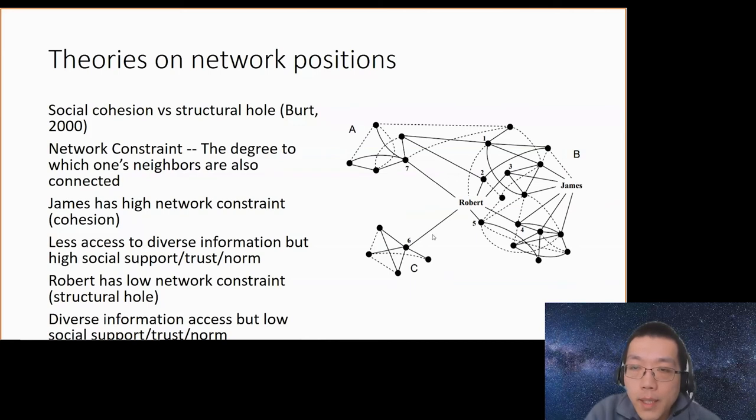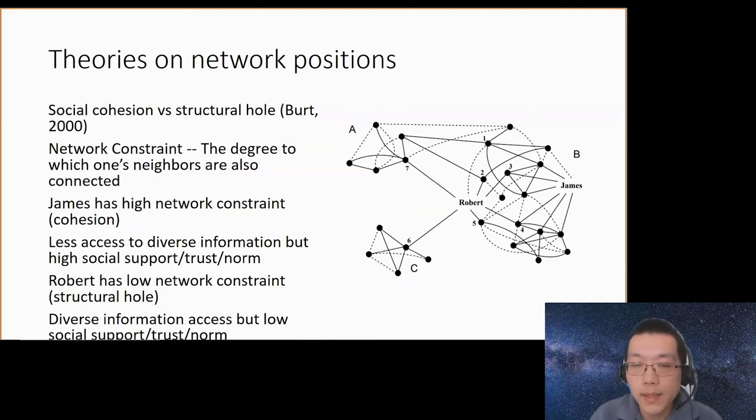And Robert, on the other hand, has low network constraint because all his friends don't know each other. So that means Robert will have diverse information access. So if something happens outside in the system, Robert will probably be one of the first to know. But because his friends don't know each other, they cannot vouch for Robert for each other. So Robert will have low social support or trust or social norm.